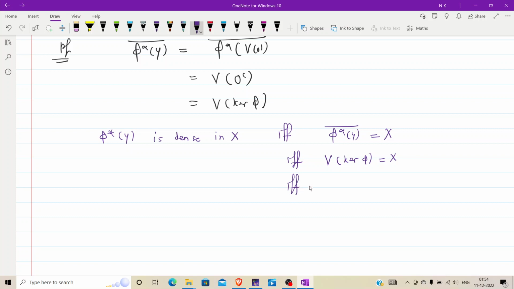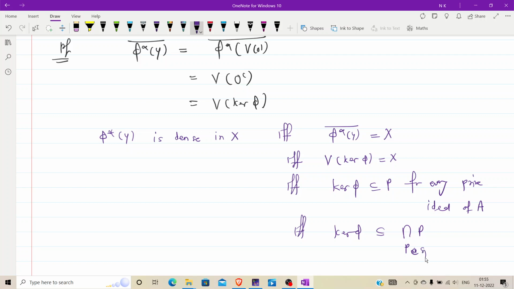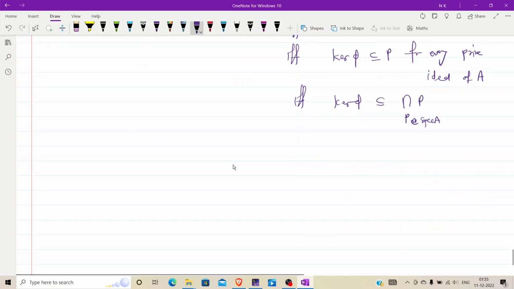That is possible if and only if kernel of phi is contained in P for every prime ideal in X, because V of kernel of phi is X. That means the spectrum of A, right? So every prime ideal of A contains kernel of phi. That is possible if and only if kernel of phi is contained in the intersection of every prime ideal P, where P belongs to the spectrum of A. But we know that the intersection of all prime ideals is the nil radical. So if and only if kernel of phi is contained in the nil radical, right?